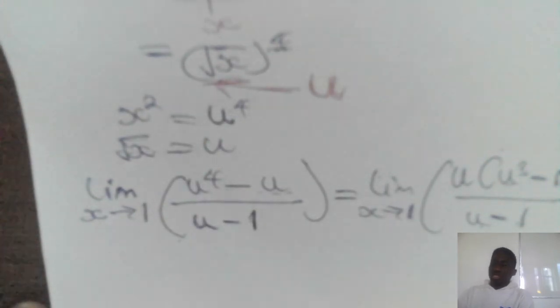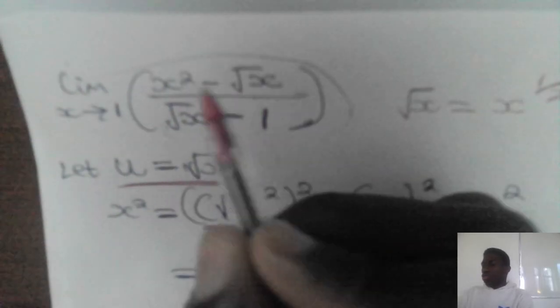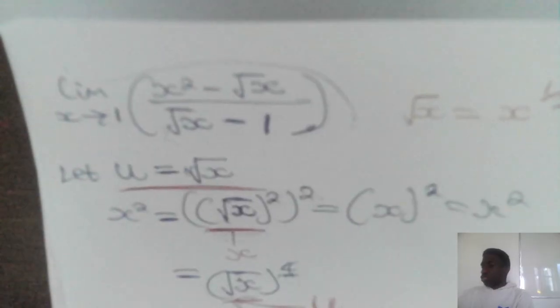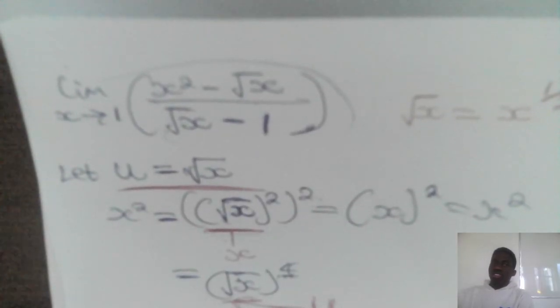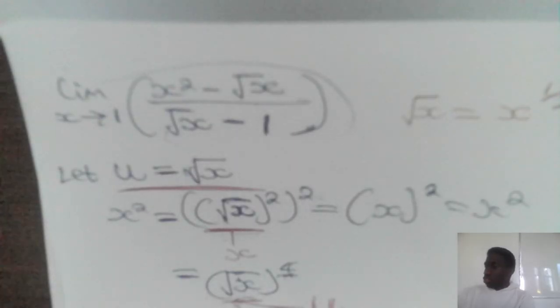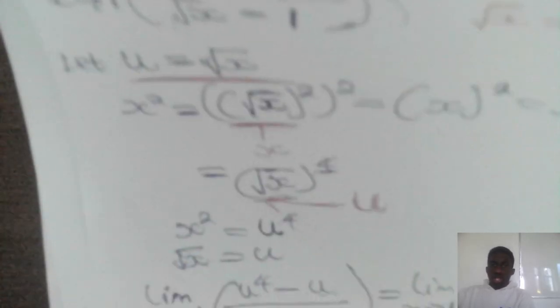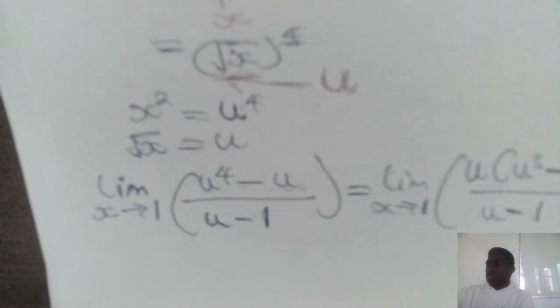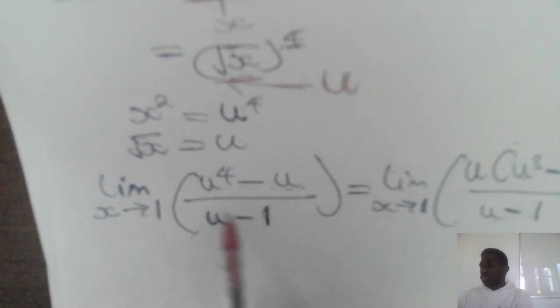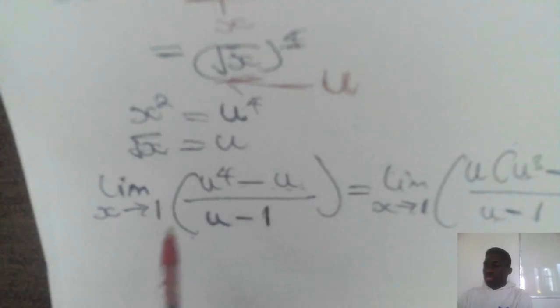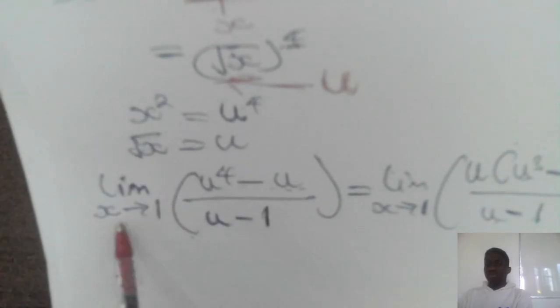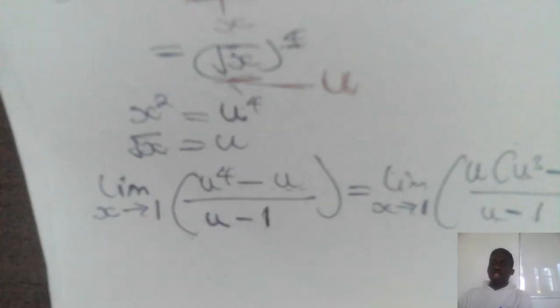We are going to use these two to evaluate this limit, to simplify the limit. So now in our question, wherever we see x squared, we replace it with u to the power 4, and wherever we see square root of x, we replace it with u. Once we do that, we have u to the power 4 minus u divided by u minus 1. The limit here still remains the same, limit as x approaches 1, but we are trying to view the function in a different way so it will be easier for us to solve it.